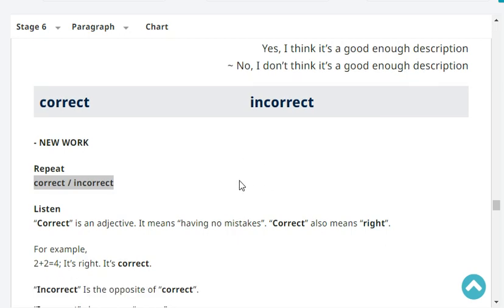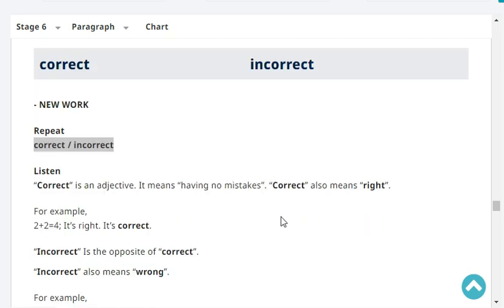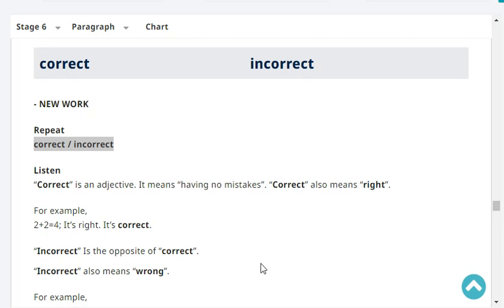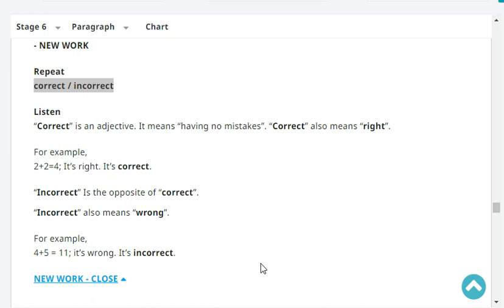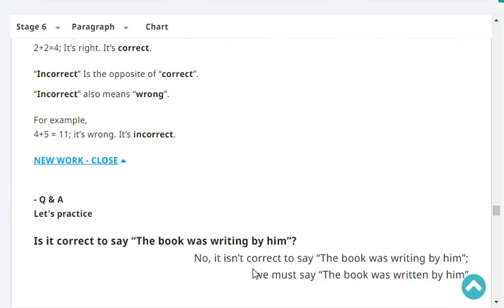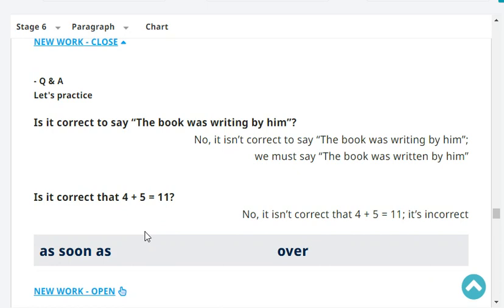Very good. Okay, listen. The word correct is an adjective. It means having no mistakes. Correct also means right. For example, 2 plus 2 equals 4. It's right. Or we can say it's correct. Incorrect is the opposite of correct. Incorrect also means wrong. For example, 4 plus 5 equals 11. It's wrong. It's incorrect. Okay, let's practice.